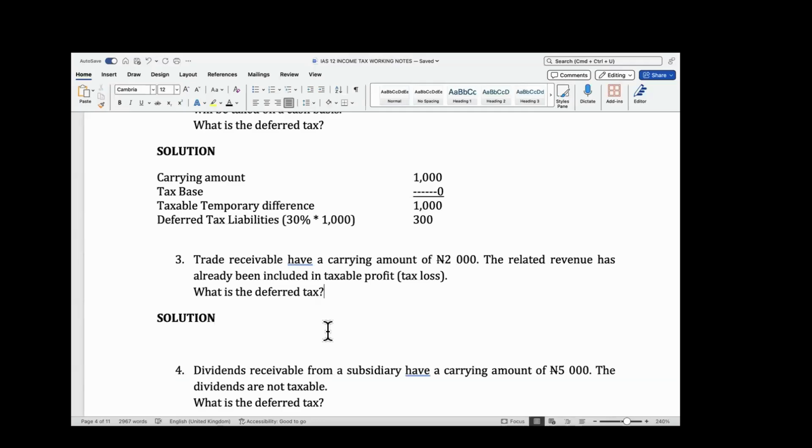Okay, the third one. Trade receivables have a carrying amount of 2,000 naira. The related revenue has already been included in taxable profits. Tax loss. What is the deferred tax?